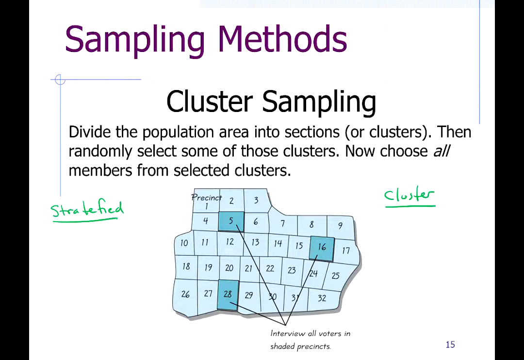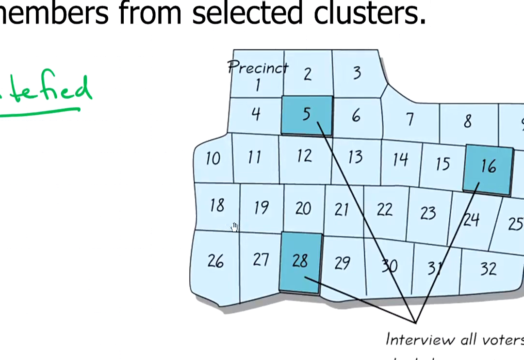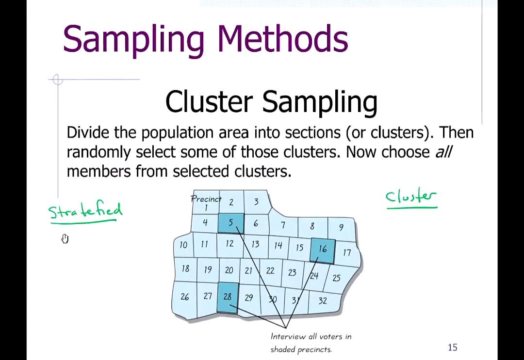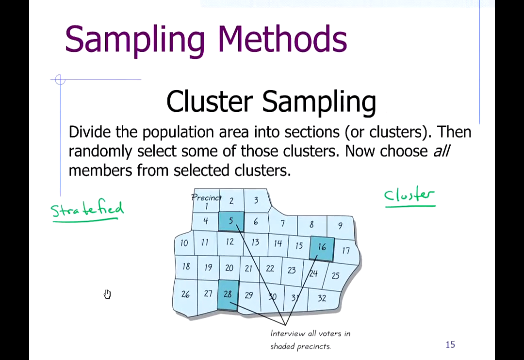With stratified sampling, the one we just talked about, you choose some of the members of each and every group. Choose some of the members from every group. With cluster sampling, you're choosing some of the groups.